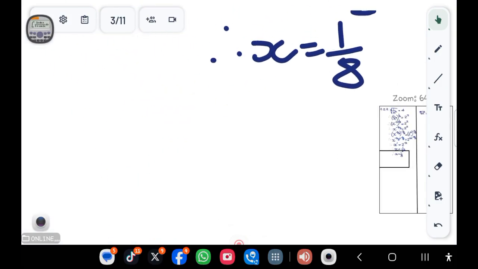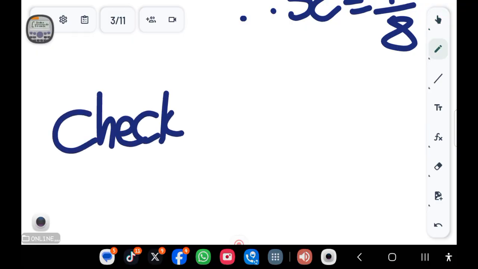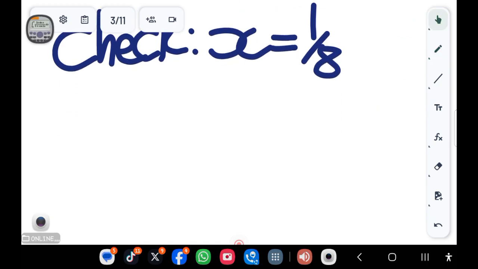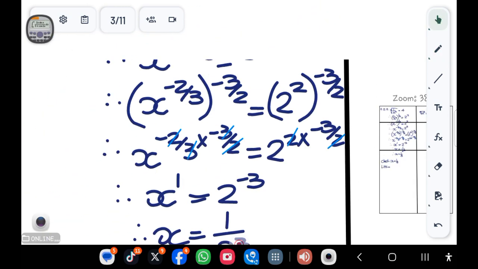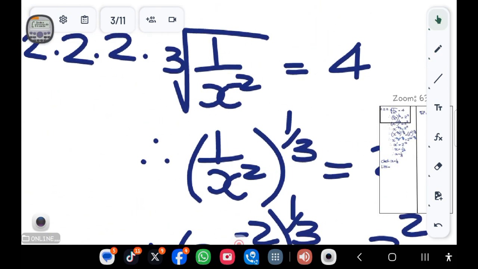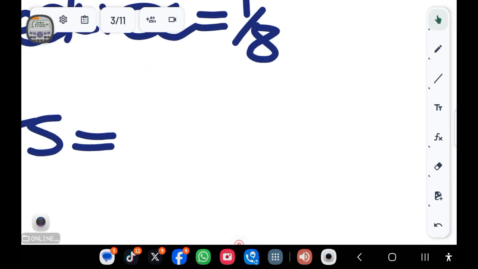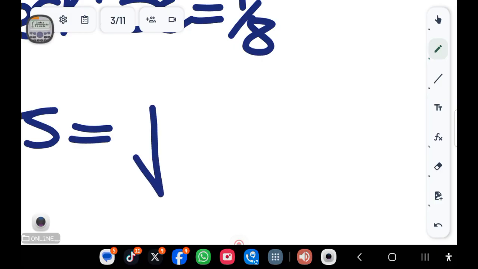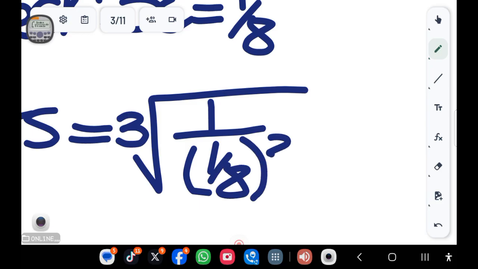Remember, always check. Let's check. x equals 1 over 8. All right, so we go back to the left hand side and we substitute the answer for x, wherever there is x. So this cube root of 1 over, where there is x, we put 1 over 8, all squared.